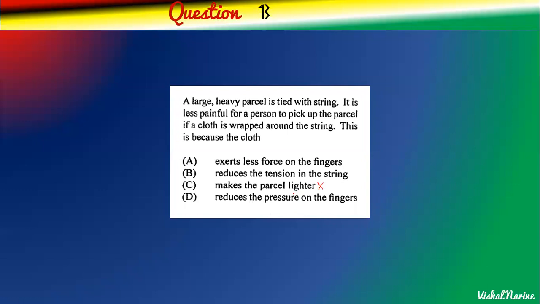But when you were doing this topic in school, it was actually a common question that you were asked. Why do you hold a string, probably adding cloth to it and things like that? It's simply to reduce the pressure on the fingers, right? Because the force is going to be the same, it is the same parcel. However, what we're doing here is increasing the surface area, because remember pressure is equal to force over area. So we're increasing the area to create a smaller pressure. All right, so the answer there is D, that we reduce the pressure on the fingers.